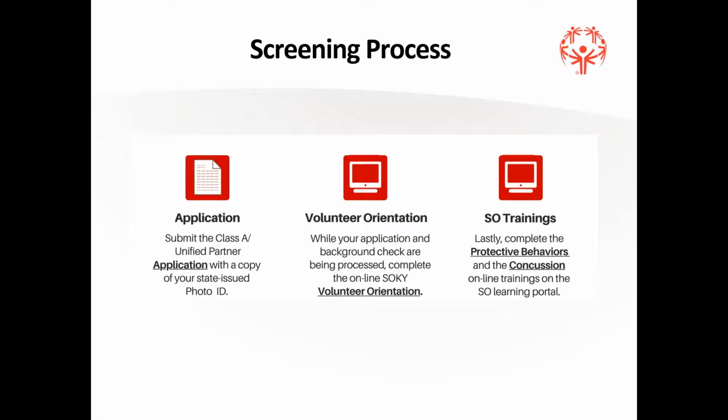When you have completed each portion and everything has successfully been placed on file, you will receive an official approval letter on Special Olympics Kentucky letterhead from a member of our staff. Your approval status will be valid for 3 years. So you will not be asked to renew any portion of this process until 3 years from the date your application was first received. At that point, you'll resubmit the application and complete the trainings again to renew your status. That is, in a nutshell, the Class A volunteer screening process.